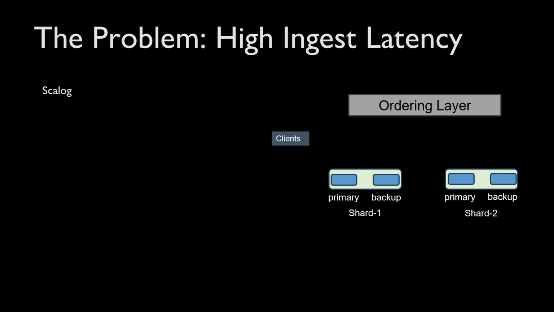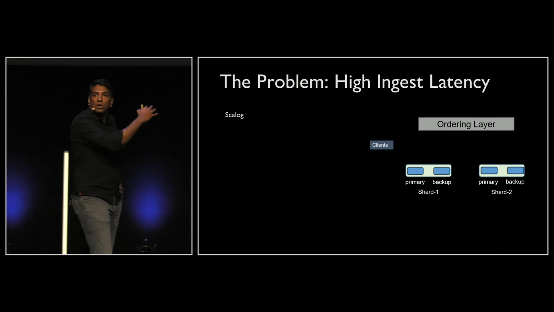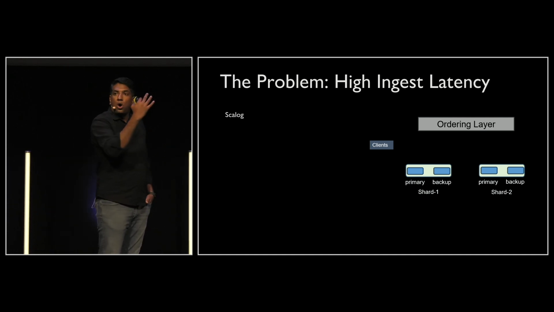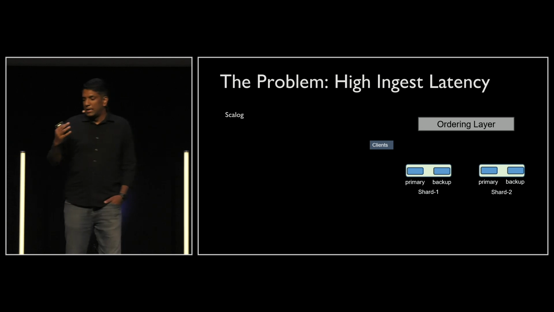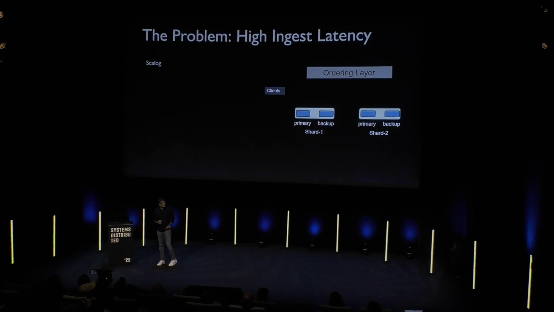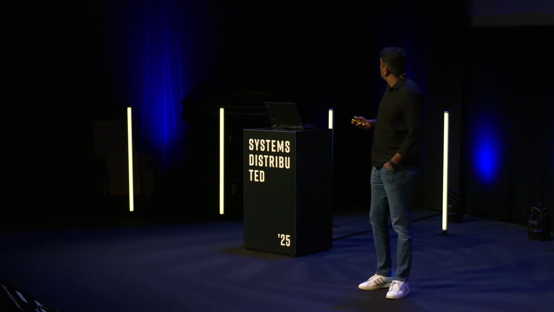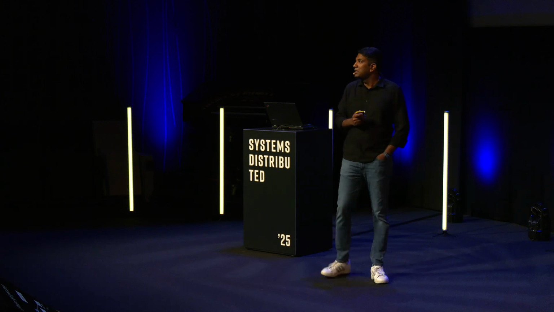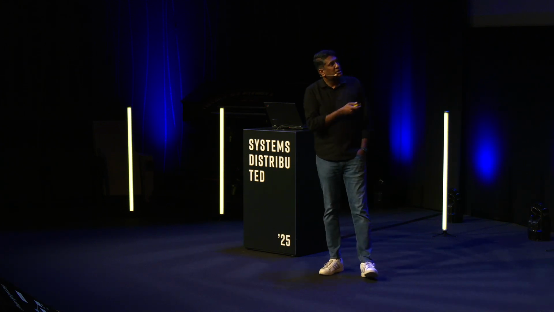For simplicity, just assume that it's a two-way replicated shard, which means that it gives you fault tolerance via primary backup replication. And there is something called the ordering layer. The ordering layer is just essentially a Paxos cluster, so it gives you fault-tolerant ordering. The way SpecLog works is when you start, the clients first write the records into the shards directly, and this gives you durability.